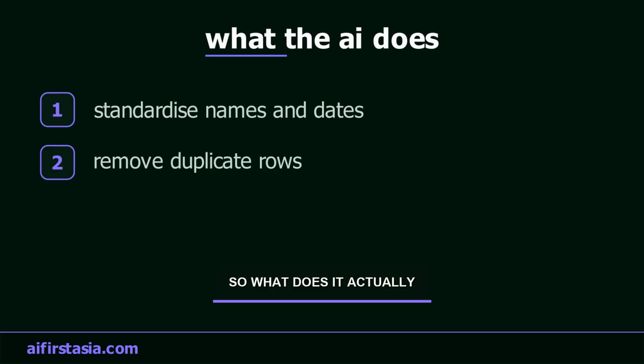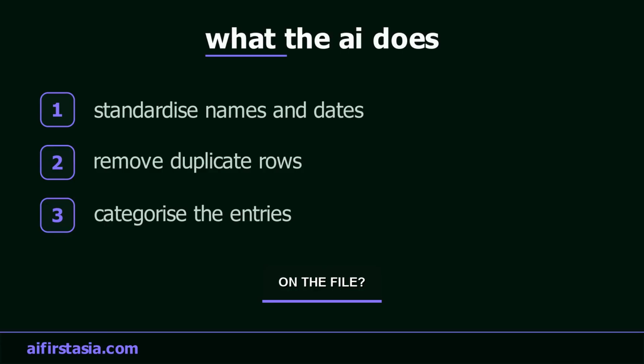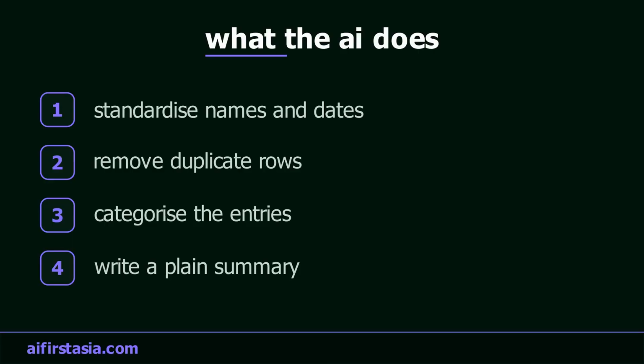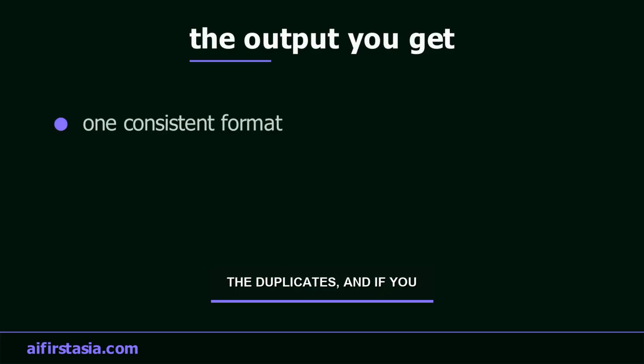So what does it actually do once it is working on the file? A few things in order. First, it standardizes, so all those variations of a company name become one consistent version, and the dates all get put in a single format. Second, it finds and removes the duplicates, and if you ask it to, it tells you exactly which rows it treated as duplicates, so you can see its reasoning.